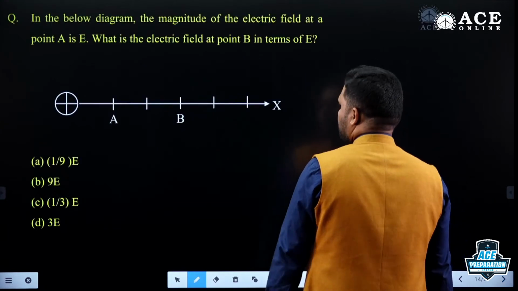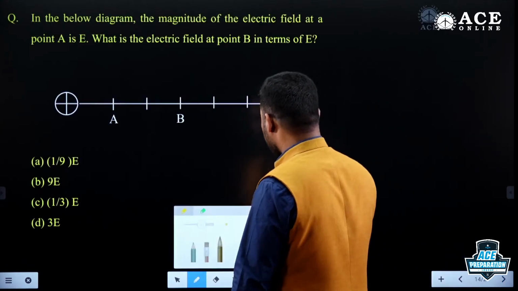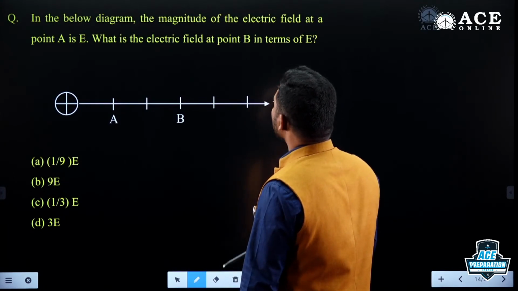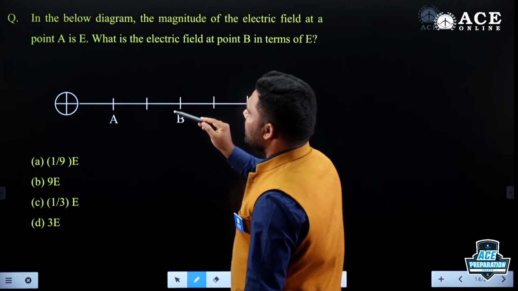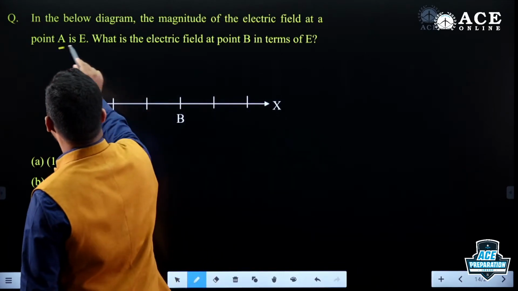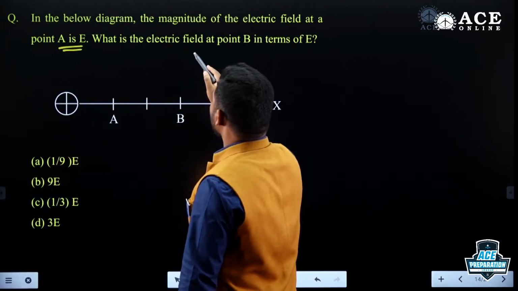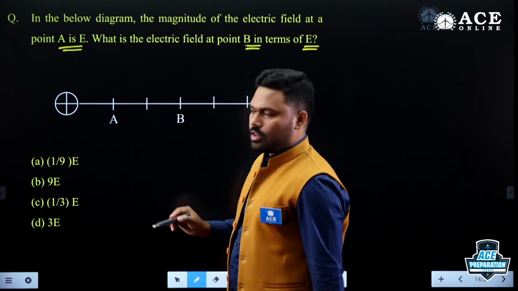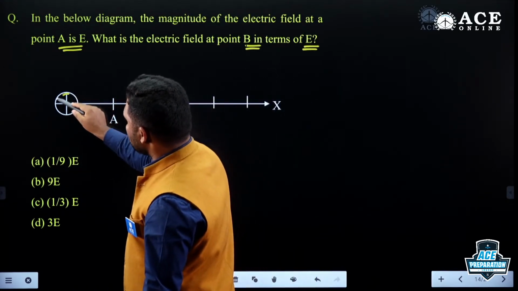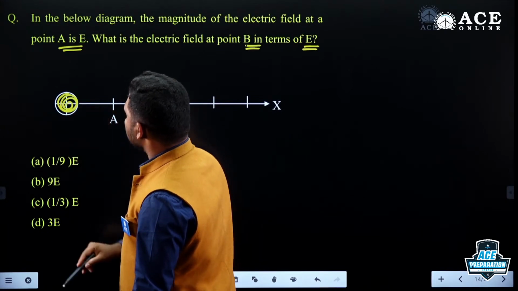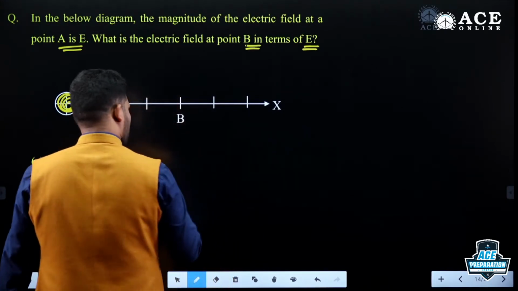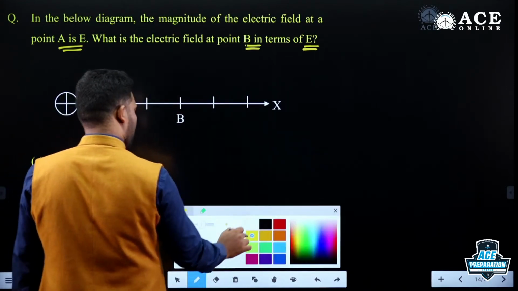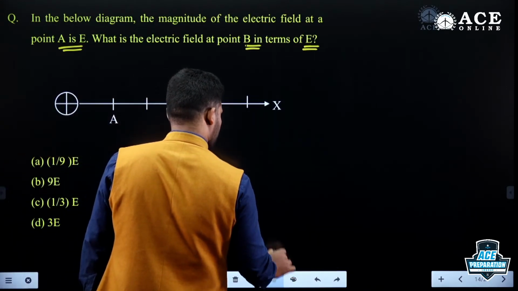Let us take one more question. Yes, this was also one of your previous questions. In the below diagram, the magnitude of the electric field at a point A is E. What is the electric field at a point B in terms of E? So here some charge is provided. That is what we need to assume. Or without charge also doesn't matter. So here at this point, what is the electric field?